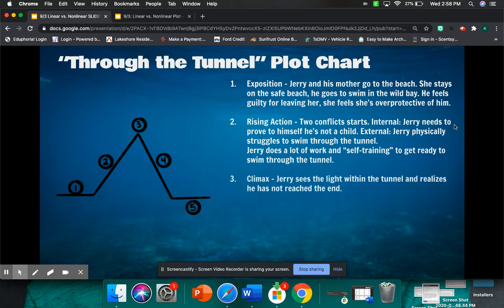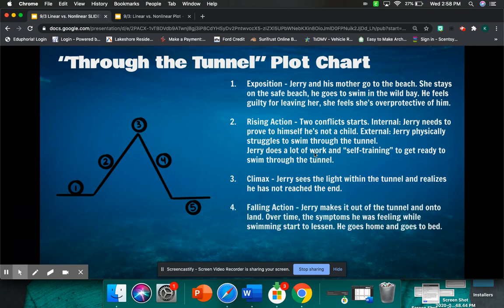Then the story reaches the climax. Jerry sees the light within the tunnel and realizes he has not reached the end yet. So he thought he made it to the end of the tunnel, but he didn't. Right? It was just a light coming through a crack in the rock and he still had a ways to go. That's when the story starts to get really chaotic and he feels like he's dying and he's really suffering and trying to make it.